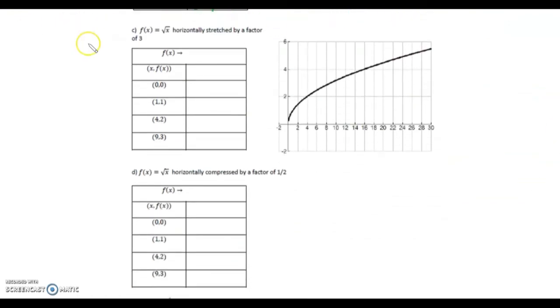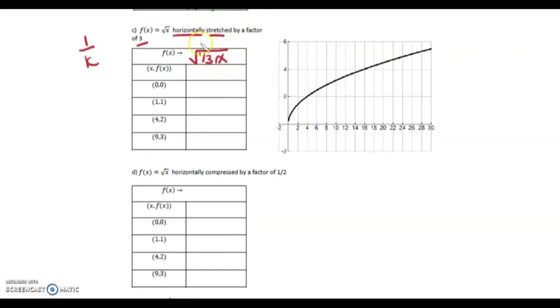Okay. Next one, we're going to do horizontal stretches and compressions, okay, on the root function. So horizontally, this is a stretch by 3. In the equation, it's going to look opposite. So in this case, if you think it's going to be a stretch, it's going to look like a compression, right? It's 1 over k. So root of 1/3 x.